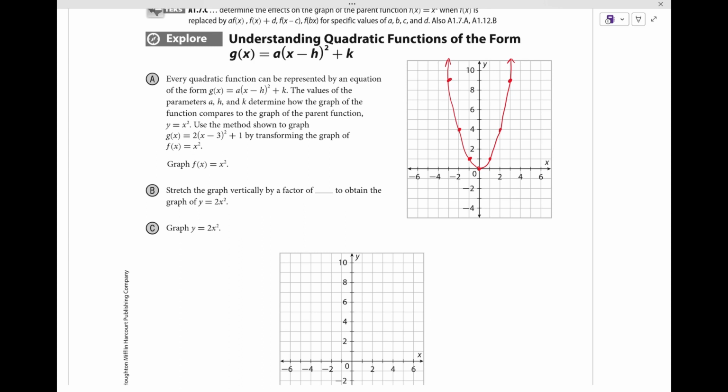Now part B, it says to stretch the graph vertically by a factor of 2 to obtain the graph of y equals 2x squared. So they got this 2 from right here in the equation. That's the a value. We're doing just one transformation at a time. The first one is the vertical stretch with our a value of 2.